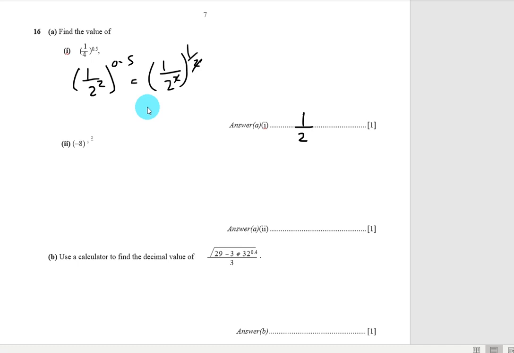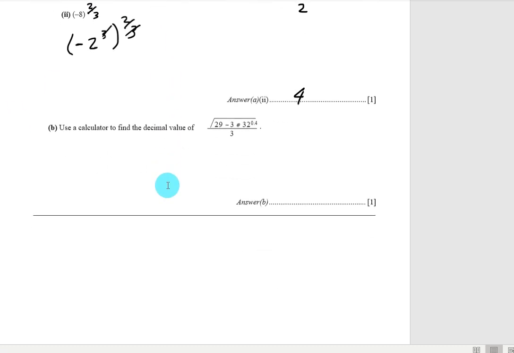Here it's the same. I have here minus 8 power 2 over 3. So let us change again. Minus 8 is equal to minus 2 power 3, all of them to the power 2 over 3. So the 3 will go with the 3, minus 2 squared. The answer is 4.